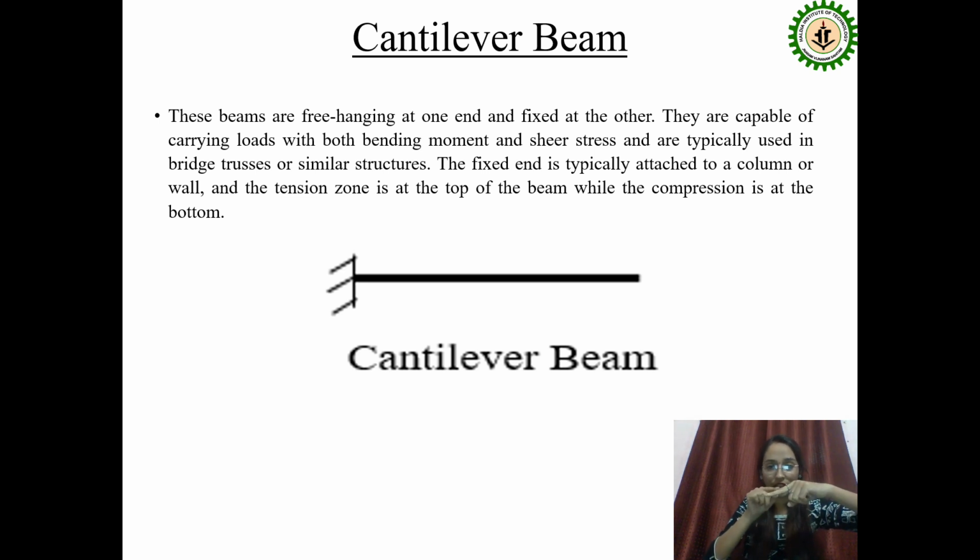So what will happen if it is bent like this? This side is under tension and this is under compression. So for a cantilever beam, the main bars are provided on the upper side, as this side is taking the tension and this side is taking the compression. So a cantilever beam has the opposite of a normal beam for reinforcement structure. Okay. The fixed end is typically attached to a column or wall and the tension zone is at the top of the beam while the compression is at the bottom.